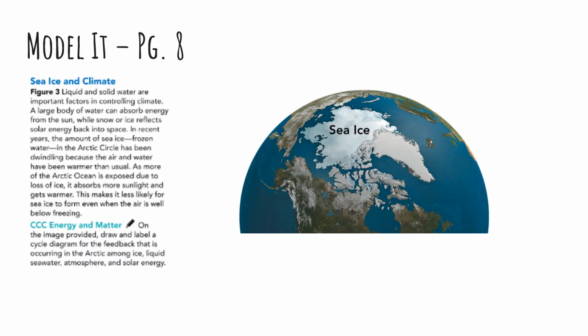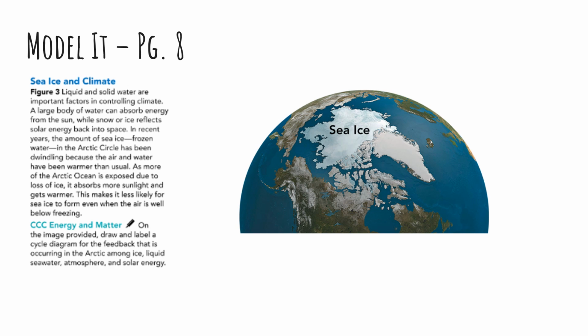All right, so now we're going to do the model it on page 8. So sea ice and climate. Liquid and solid water are important factors in controlling climate. A large body of water can absorb energy from the sun, while snow or ice reflects solar energy back into space. In recent years, the amount of sea ice, frozen water in the Arctic Circle, has been dwindling because the air and water have been warmer than usual.